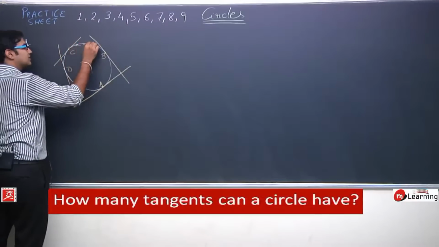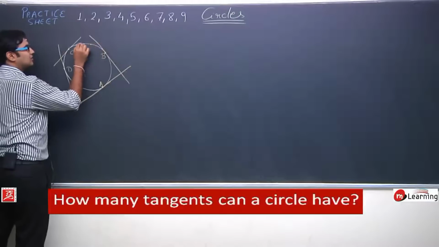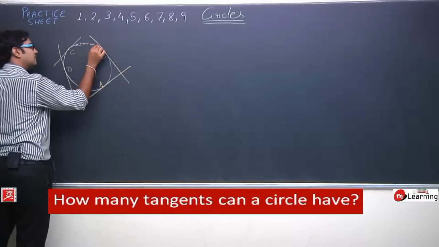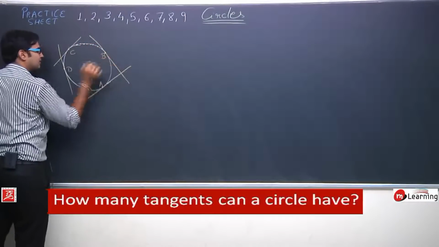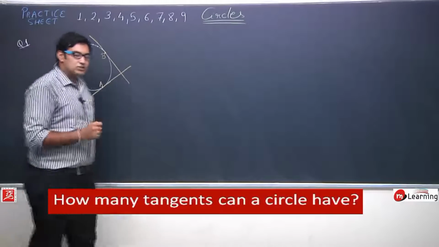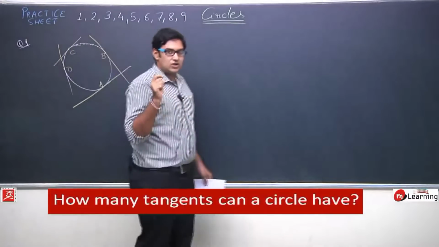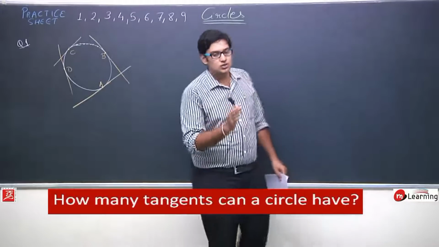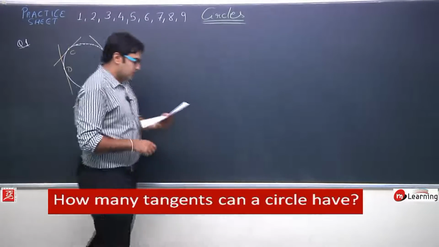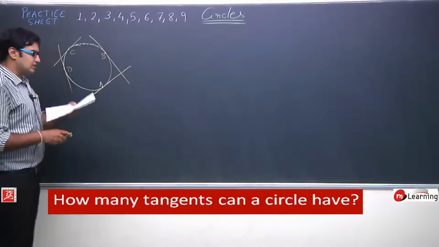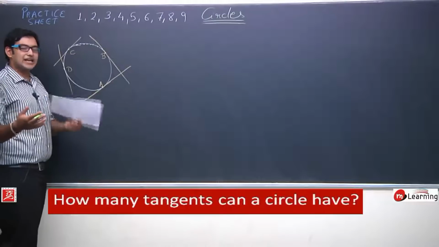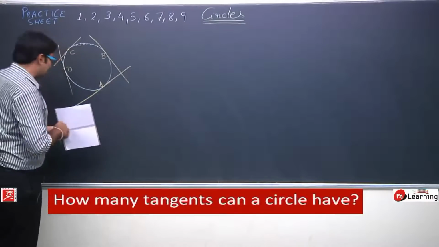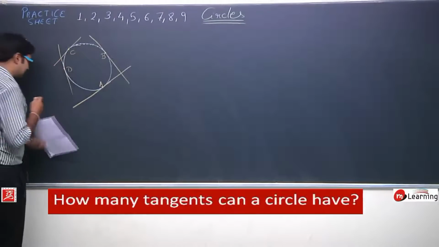This can be a point, this one, this one, this one, and all these points contain an infinite number of points in between them. So if I can choose an infinite number of points on this circle, then I can draw infinite tangents to this circle. Okay, so the answer for the first question, how many tangents can a circle have? A circle can have infinite tangents.